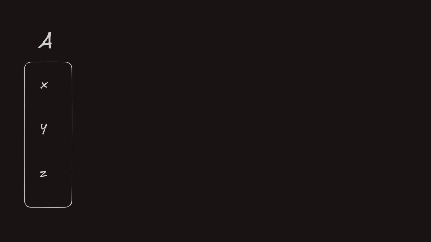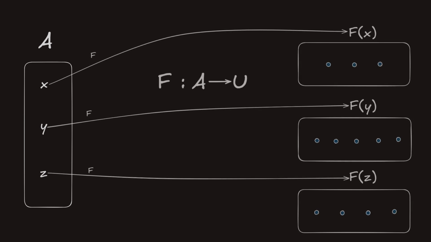Let's see how it works. Suppose we had a type A, and suppose we had a type family F that maps every term in A to a type in some universe. We can then use the type family F to construct a sigma type.